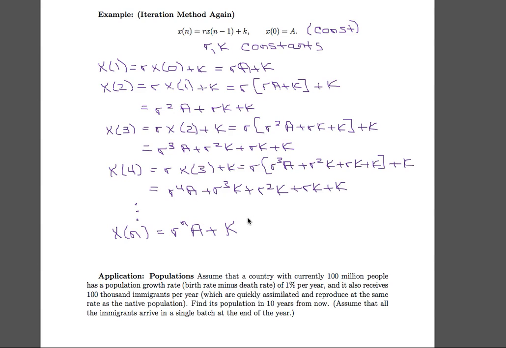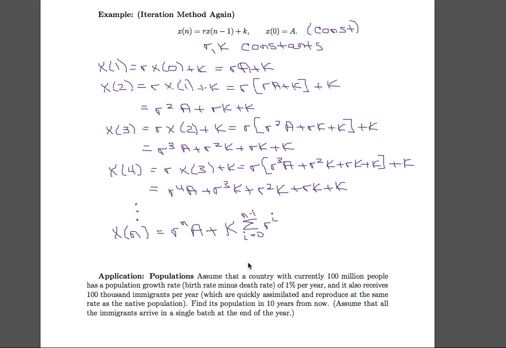So I factor out the k, and then notice that I've got powers of r, and the highest power of r that I have is essentially n minus 1, right? So that's going to be the upper index on my summation. And then the lowest power of r is, well, 1, right, which is r to the 0. So my exponents on r start at 0 and go all the way up to n minus 1. So now altogether, I've got x of n equals r to the n times a plus k times the sum of i equals 1 to n minus 1 of r to the i.